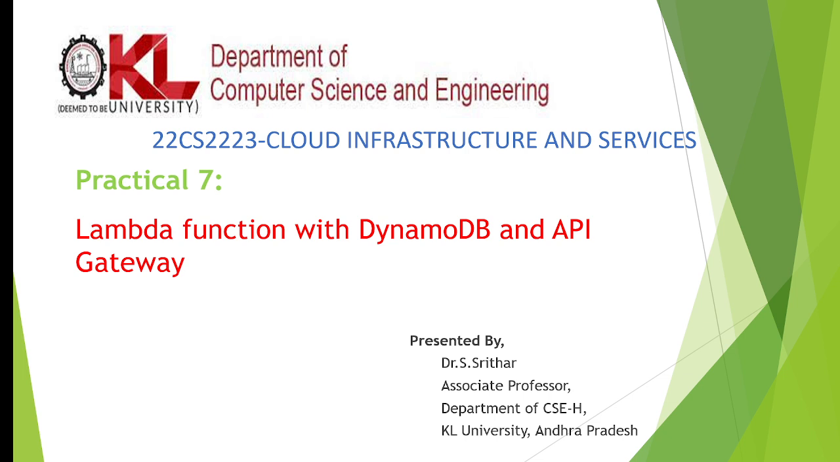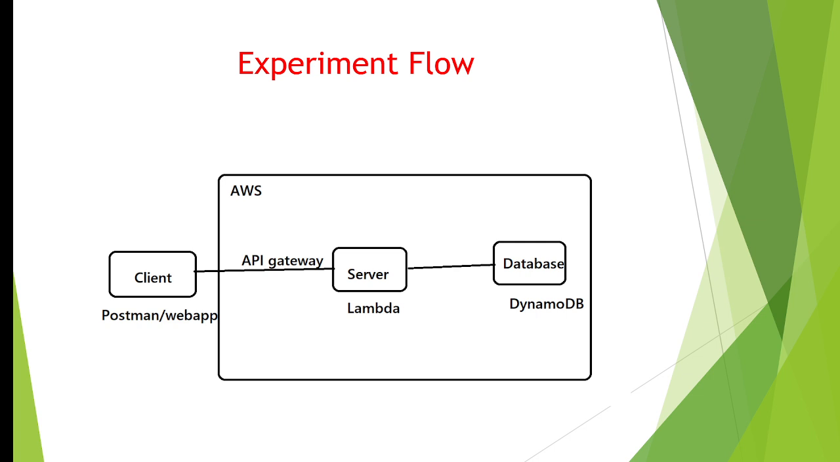Today, I am going to demonstrate the topic on Lambda function with DynamoDB and API Gateway. So this is the experimental flow. Consider I have one form data. I need to send the form data to DynamoDB, that is the database. You cannot directly send your data to the database. So what we need to do is send the data to the server. Now the server will forward the data to the database. So here the client will send the data to the server through the API Gateway.